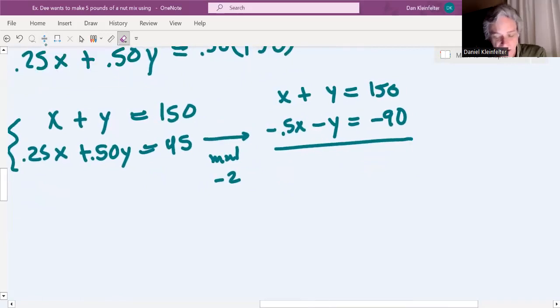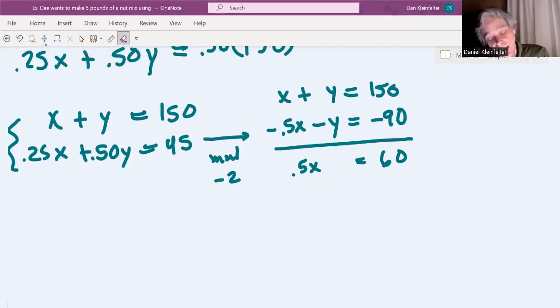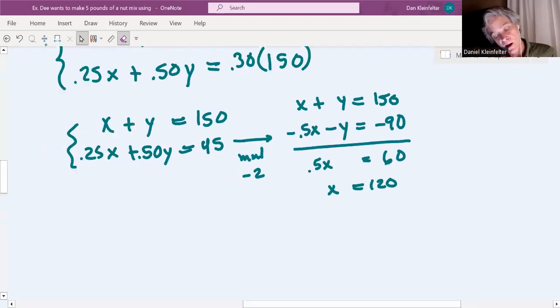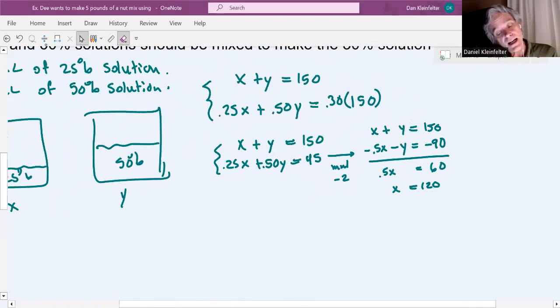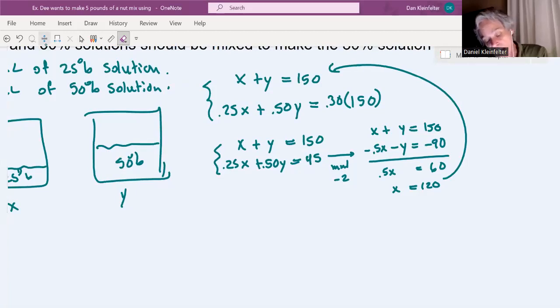x minus a half of x will leave us a half of x. The y's are gone. 150 minus 90 is 60. So we know that half of x is 60. That means x has to be 120. Okay, we know that we're making 150 total milliliters of solution. x is 120, so that means that y has to be 30.